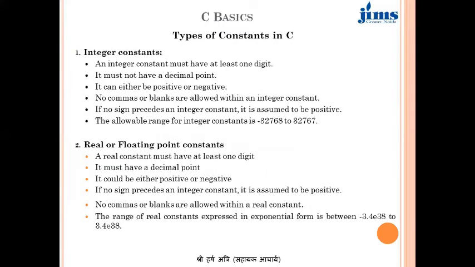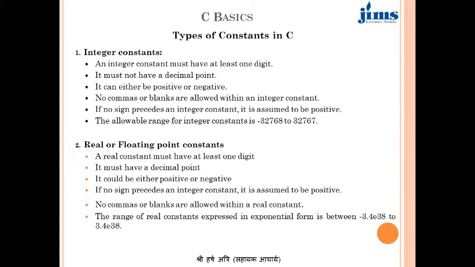Types of constants in C. First, integer constant. An integer constant must have at least one digit. It must not have a decimal point. It can either be positive or negative. No commas or blanks are allowed within an integer constant. If no sign precedes an integer constant, it is assumed to be positive.